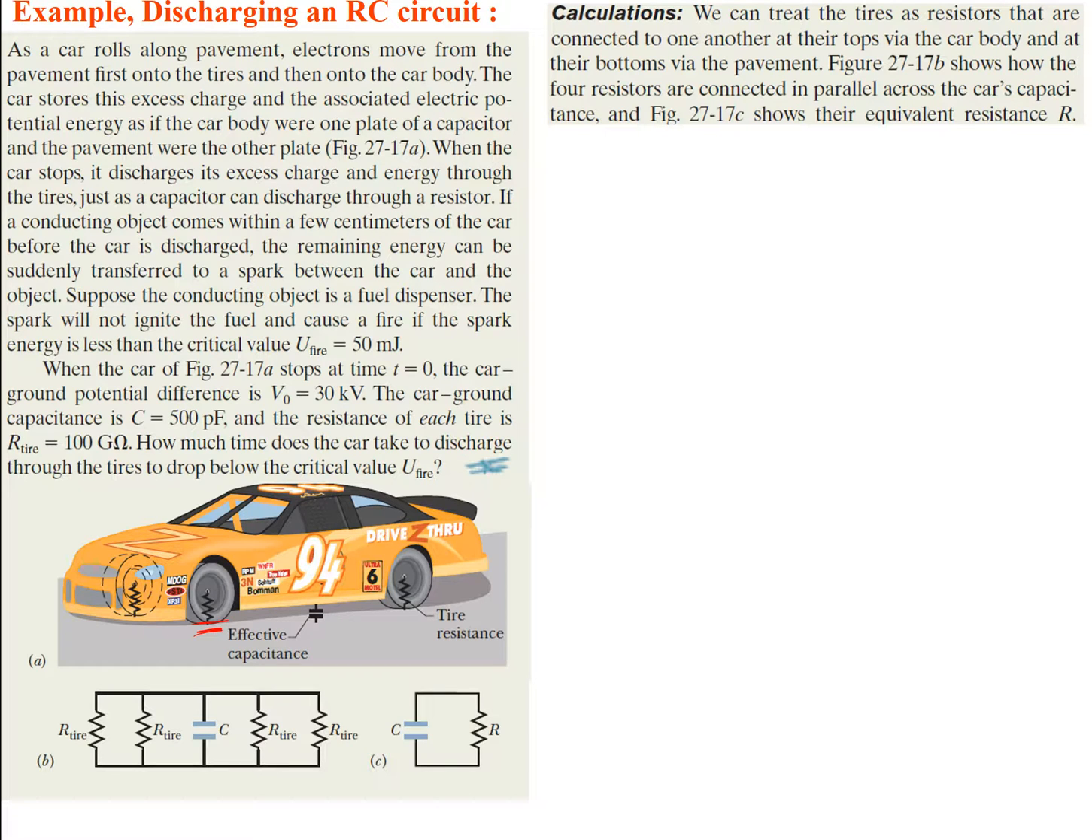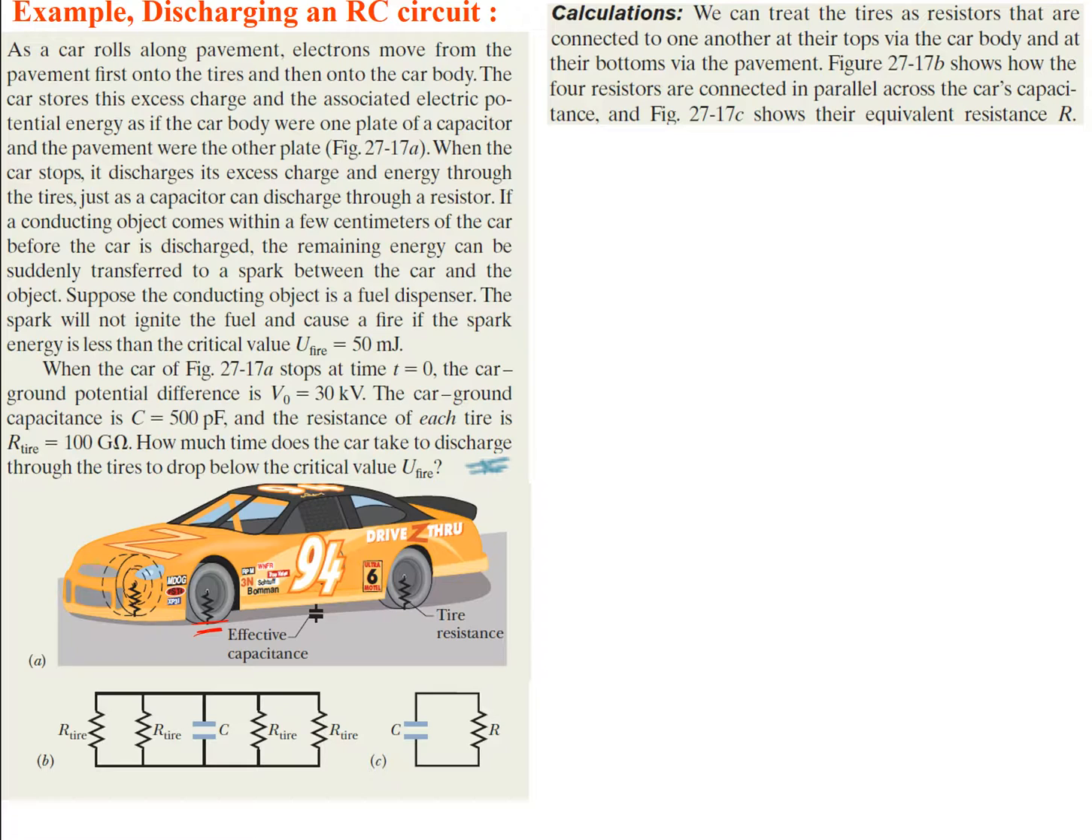Now when the car stops, it discharges its excess charge and energy through the tires, just as a capacitor can discharge through a resistor. If a conducting object comes within a few centimeters of the car before the car is discharged, the remaining energy can be suddenly transferred to a spark between the car and the object. Suppose the conducting object is a fuel dispenser. The spark will not ignite the fuel and cause a fire if the spark energy is less than the critical value of the potential energy, which is equal to 50 millijoules.